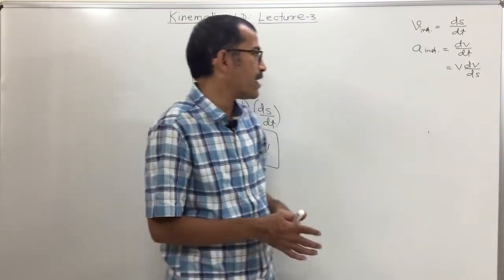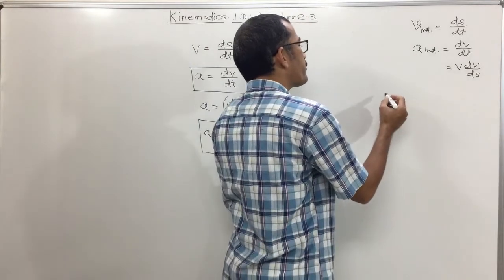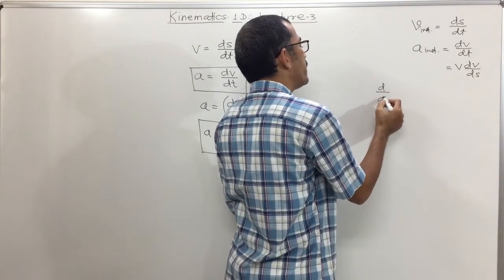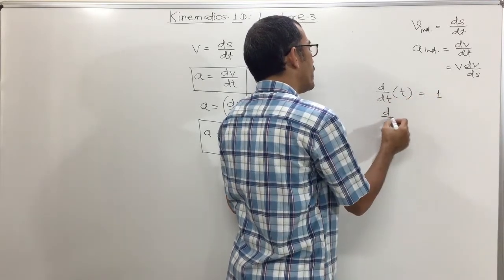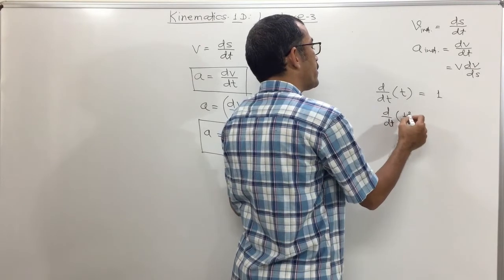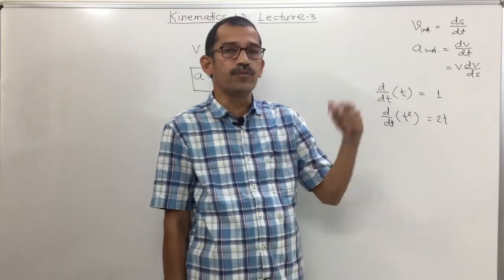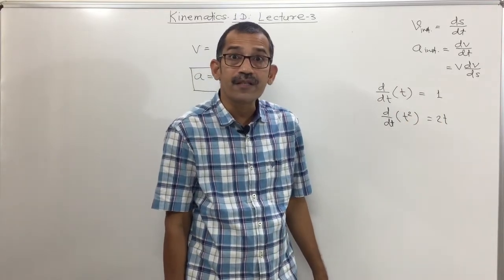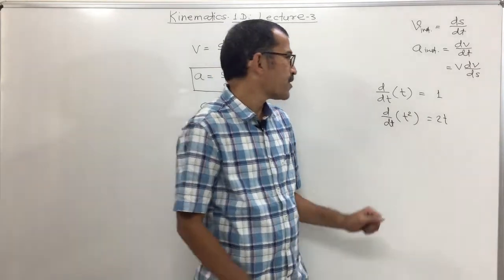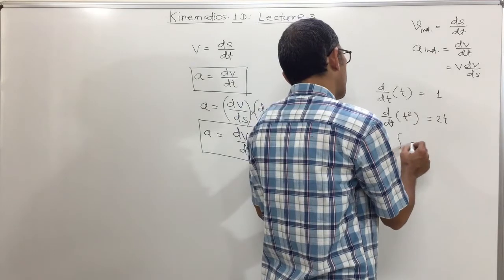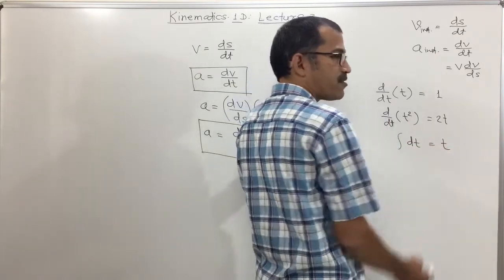So simple differentiation and integration you must know. d by dt of t is 1. d by dt of t square is 2t. d by dt of t cube is 3t square. d by dt of t raised to 4 is 4t cube. Simple. If you want to integrate, the integral of dt is t, plus a constant of integration.